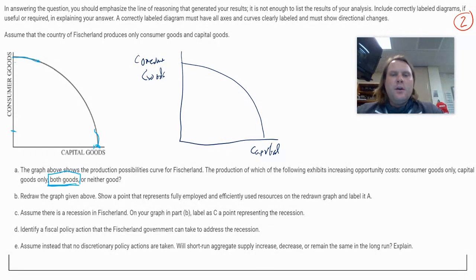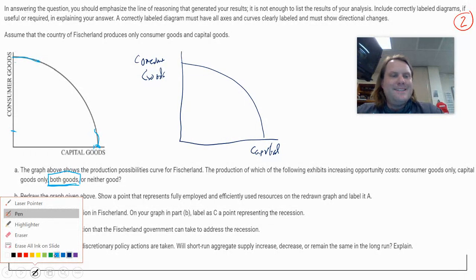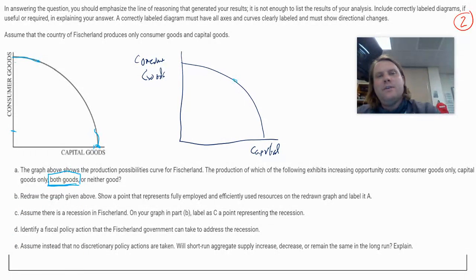All right. We're going to show our efficiently used resources and label it A. That is anywhere on this line. Okay, I'm going to label it A.